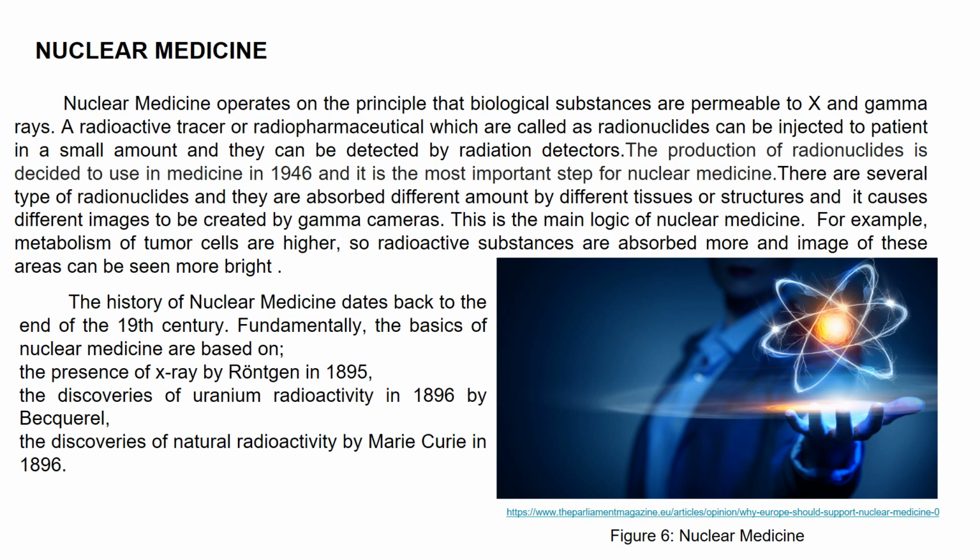For example, the metabolism of tumor cells is higher, so radioactive substances are absorbed more and the image of these areas can be seen brighter. The history of nuclear medicine dates back to the end of the 19th century. Fundamentally, the basics of nuclear medicine are based on the discovery of X-rays by Röntgen in 1895, the discovery of uranium radioactivity in 1896 by Becquerel, and the discovery of natural radioactivity by Marie Curie in 1896.